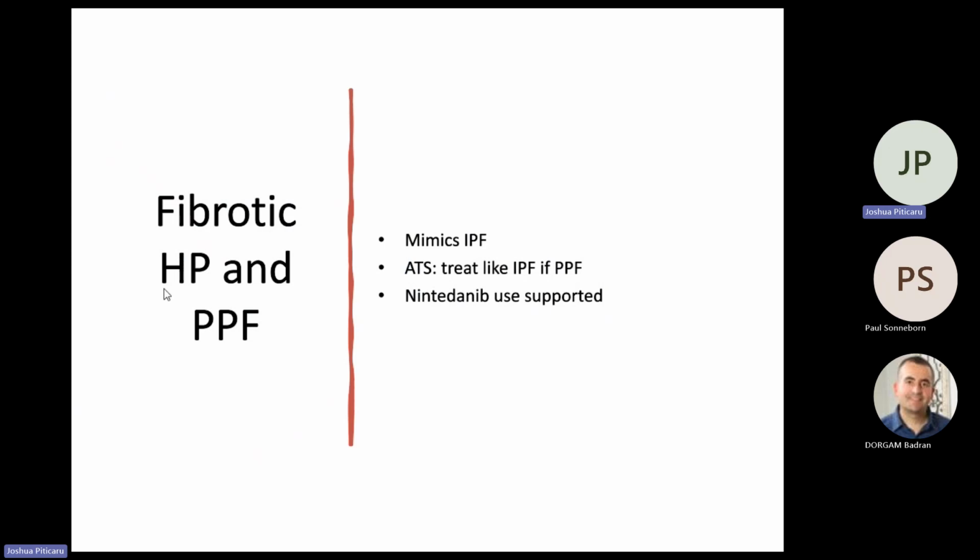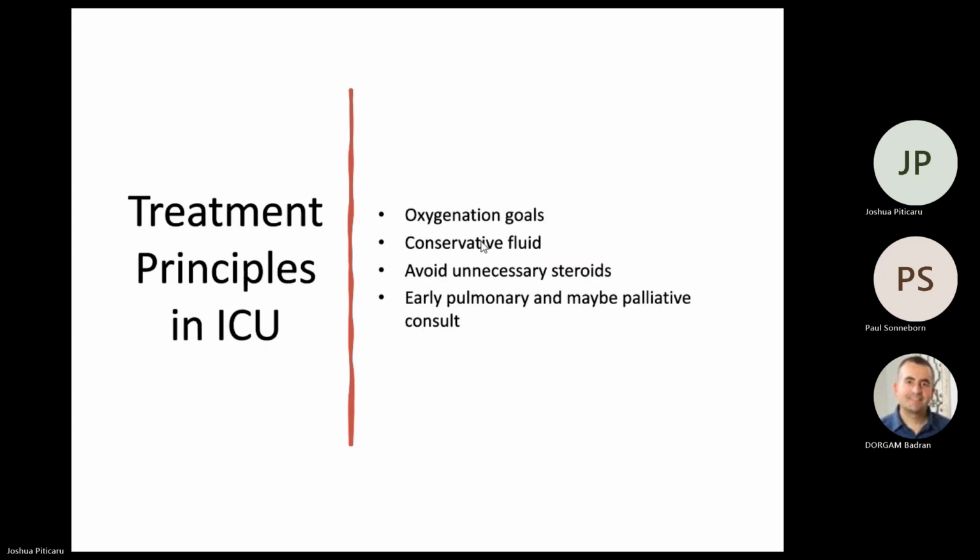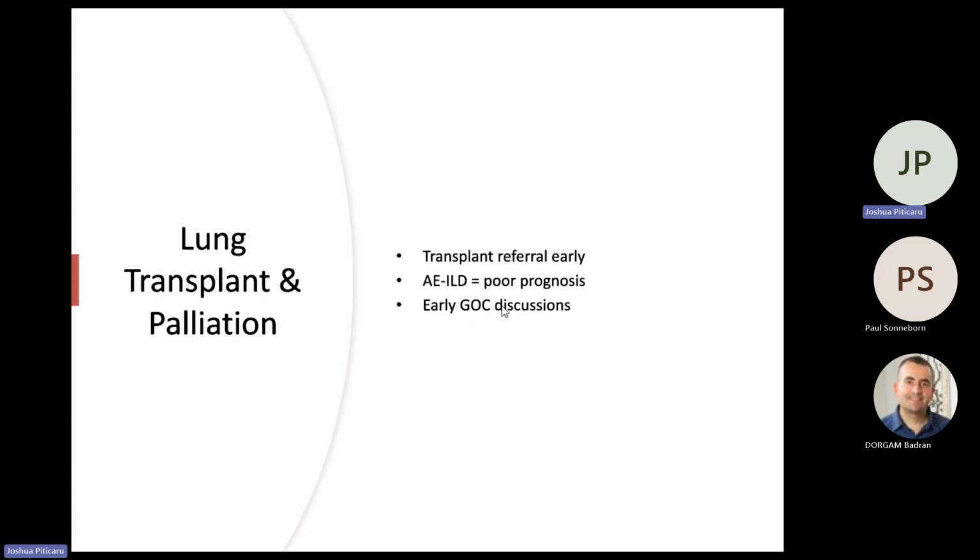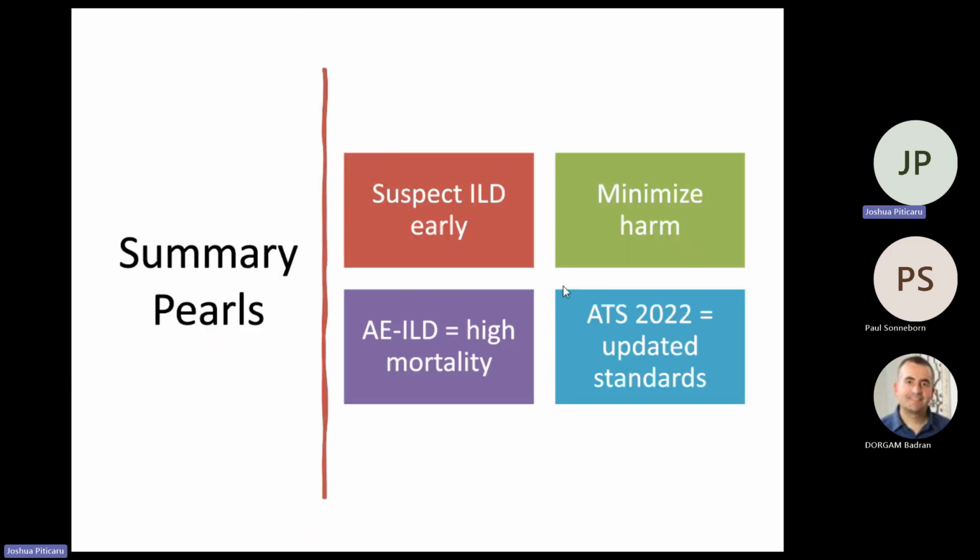Fibrotic hypersensitivity pneumonitis is extremely common, and also PPF is progressive pulmonary fibrosis of any other origin rather than IPF, but treatment is identical. This is repeating the same: oxygenation, conservative fluid, avoid unnecessary steroids, but empiric steroids are needed a lot of times, and all the early pulmonary and palliative consults. Transplant referral, if early in the course, do it. If it's a 60-year-old guy with an IPF exacerbation that he's dying, pulmonary consult, and then referral for transplant sometimes saves them. And early goals of care discussion. That's it.